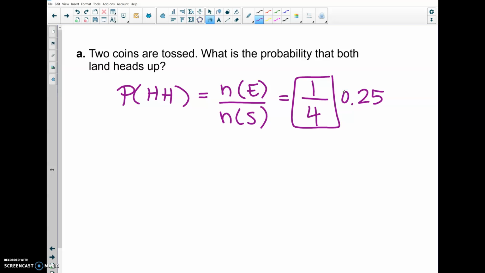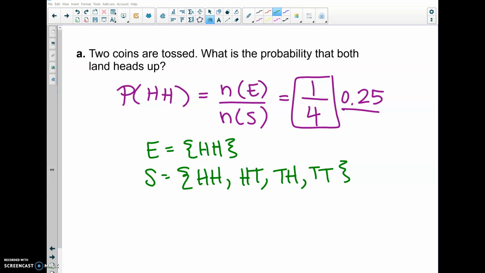Remember we said that probability is between 0 and 1. So here's our decimal between 0 and 1. If you wanted to see what N of E and N of S are, the number of events, here's our 1 event here, and our number in our total sample space is 4, so 1 out of 4.